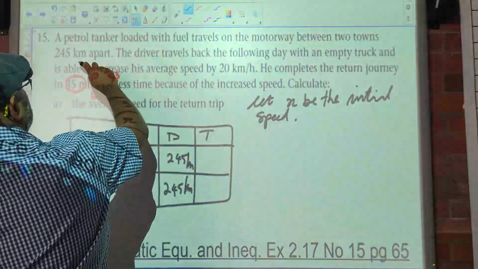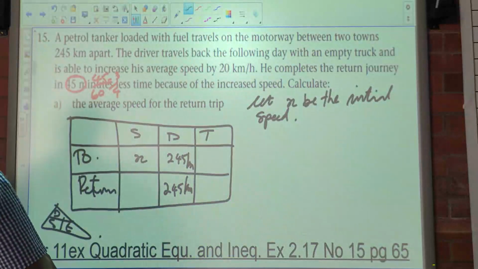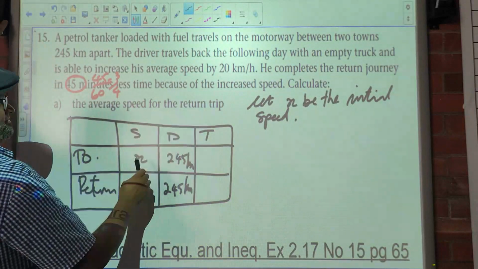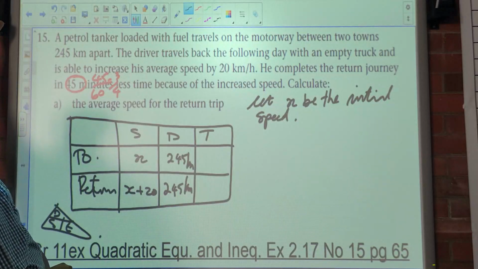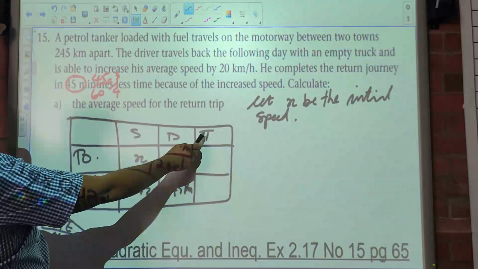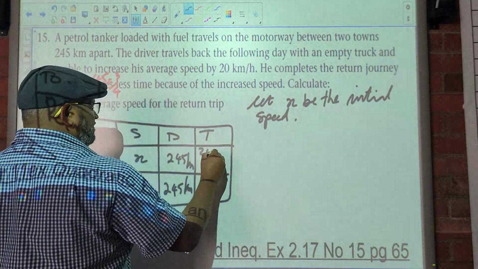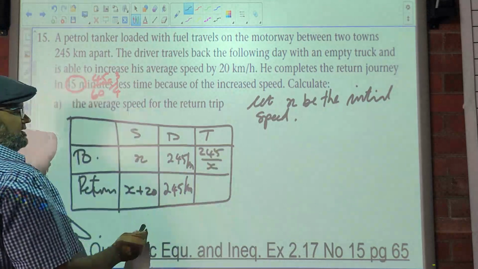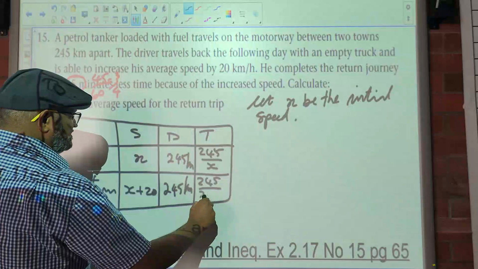Let's read again. The driver travels back the following day in an empty truck and is able to increase his average speed by 20 kilometers per hour. So it becomes x plus 20. Time is going to be distance over speed, so it's 245 over x. The time for the return trip is 245 over x plus 20.